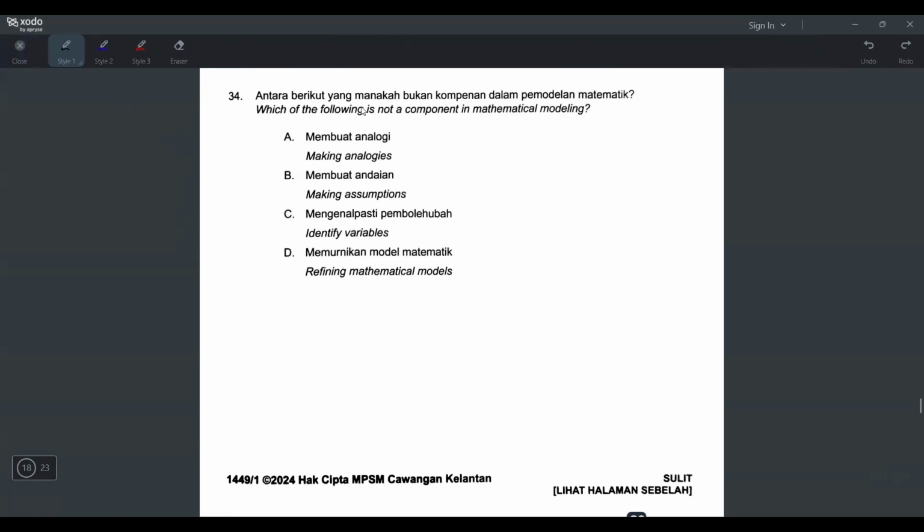Okay, 34. Which of the following is not a component in mathematical modeling? Making analogies, making assumption, identify variable, refining mathematical. A. Yes, A is not, because the steps for mathematical modeling don't have this. So what are the steps? First is masalah, mengenal pasti masalah, that is number one. Number two is membuat andaian, or making assumption. Number three is identify variable, pemboleh ubah.